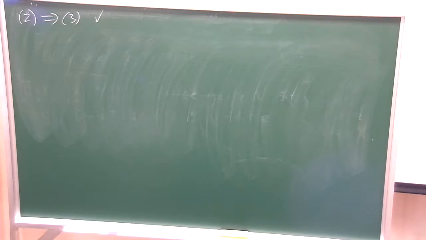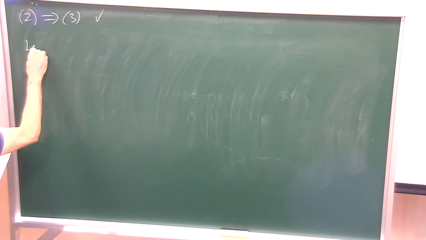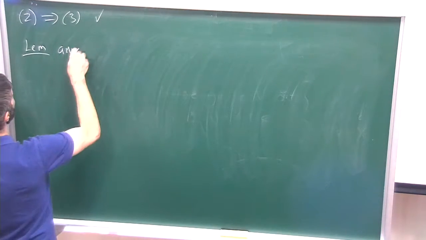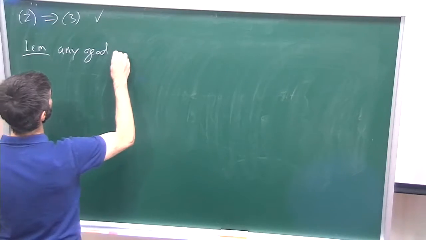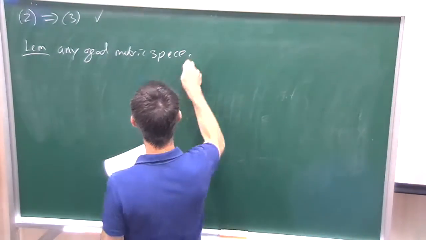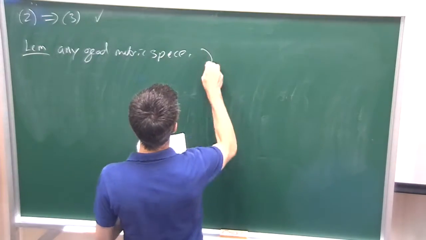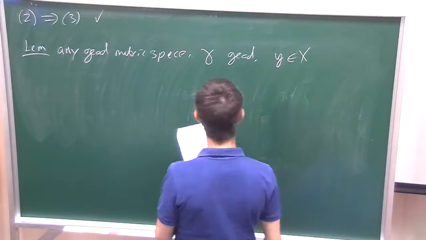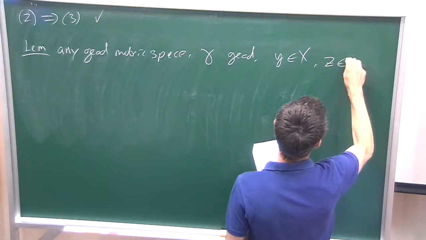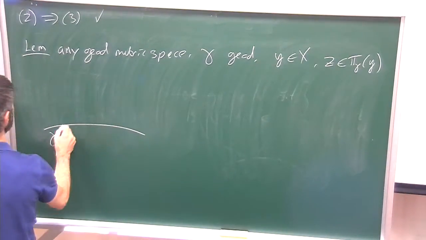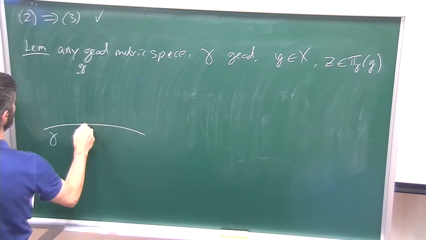OK, so before doing 3 implies 1, here's another lemma. This is, again, in any geodesic metric space. Gamma a geodesic, and y any point. And let's pick z in the closest point projection of y. OK, so my picture looks like this. Here's gamma, here's mystery point y, and here's z.